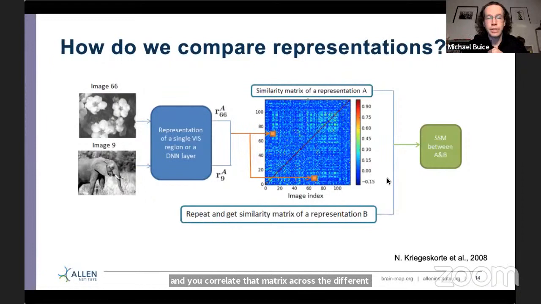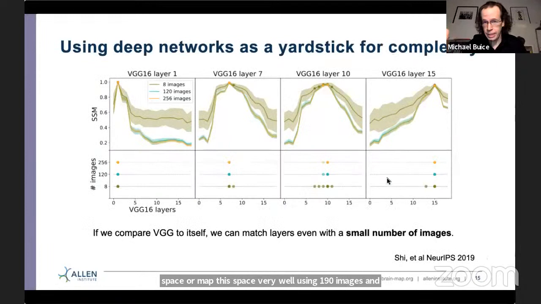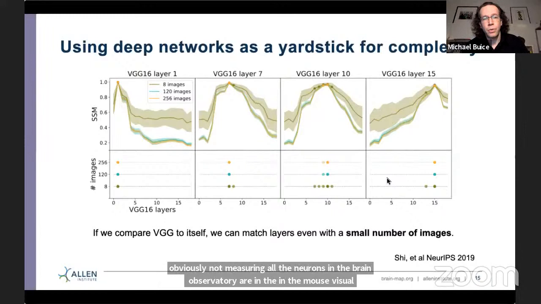Now, one question you have to ask is, can you... This metric is essentially modeling, or it's a way of capturing how image space is transformed into the neural space. So two images that produce similar responses will have a high correlation. And so it tells you sort of which images are near each other in some sense. So one question you have to ask is, can you model this space or map this space very well using 119 images and having only a subset of neurons? Because we're obviously not measuring all the neurons in the brain observatory, or in the mouse visual cortex with the brain observatory. And so we had to ask this question before we get asked the comparison question.